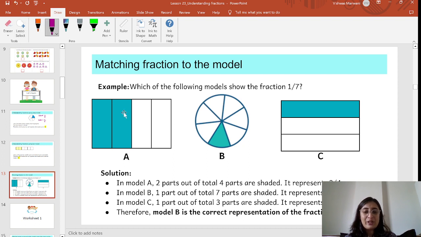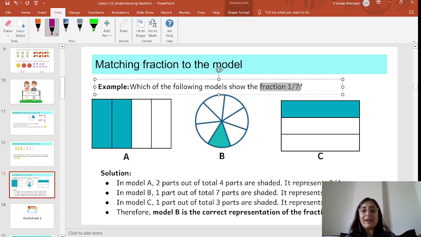Now, here what do we need to do? We need to match. So here you can say there are 3 figures given to me. One is A, one is B and one is C. So I have to say which of the following models shows the fraction 1 by 7. Which of these 3 figures is showing the fraction 1 by 7.